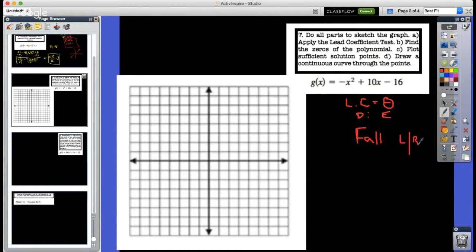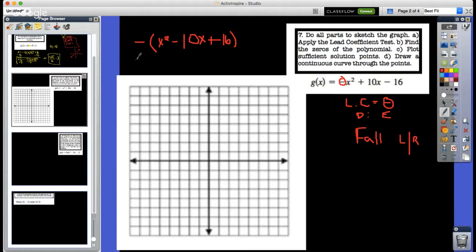Now let's look at the second part. The second part says find the zeros of the polynomial. Since this is a negative out here, let's factor out a negative to make that lead coefficient positive. So it should look something like this: negative x squared. Now if I take it out of the first one, it's got to be all of them, right? So minus 10x, because I changed that sign, and then plus 16. So we're going to put that right here.